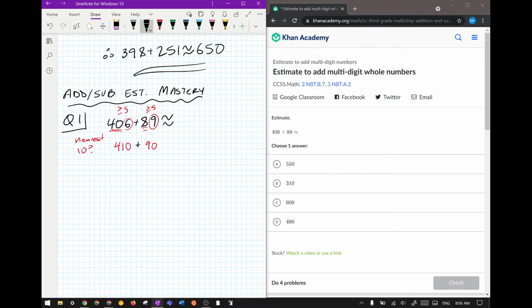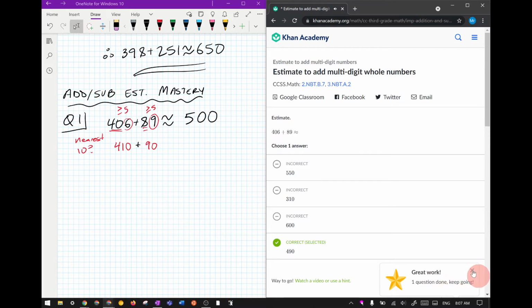we can do it a couple of ways, but if I look at 41 tens plus 9 tens, 41 and 9 is 50. So that's going to be 50 tens, which is really 500. And if I look at my answers here, which one is closest to that? Well, 490, if we round, that would also be 500. So that's going to be our answer. And let's check. Okay, got that one right.